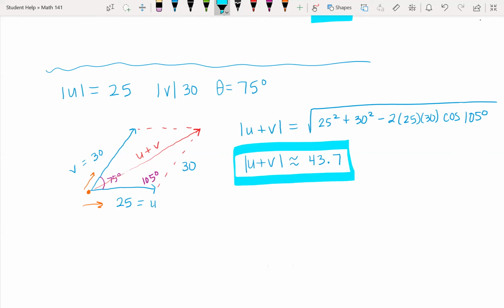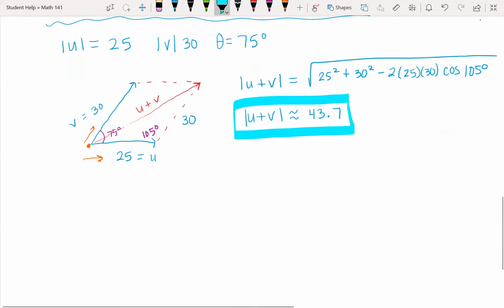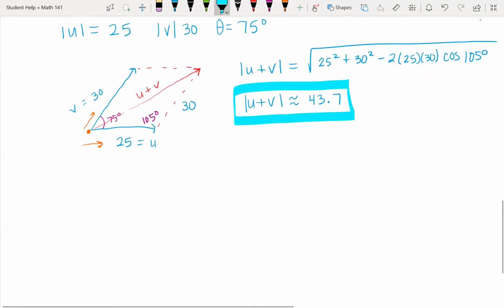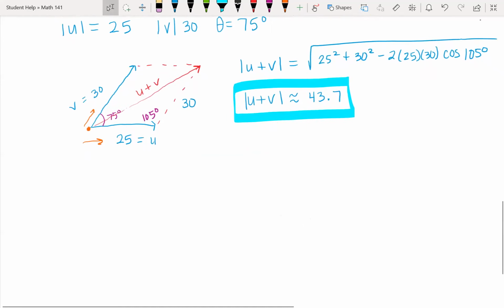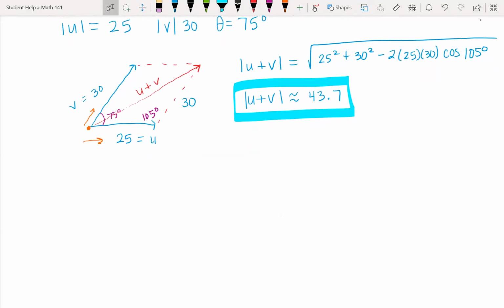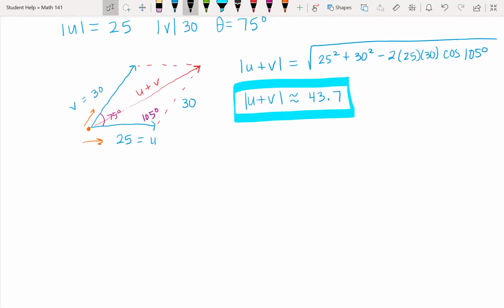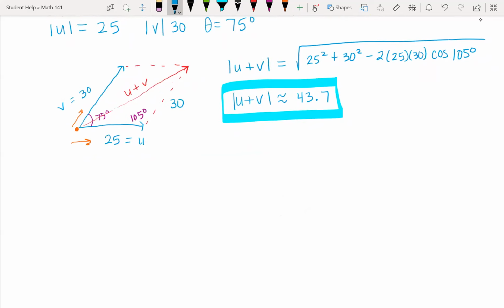Then the second part is to find the angle that's in between the resultant vector and vector u. So what we're looking at is we've got this triangle. I'll draw a different version of it here. This is u plus v.